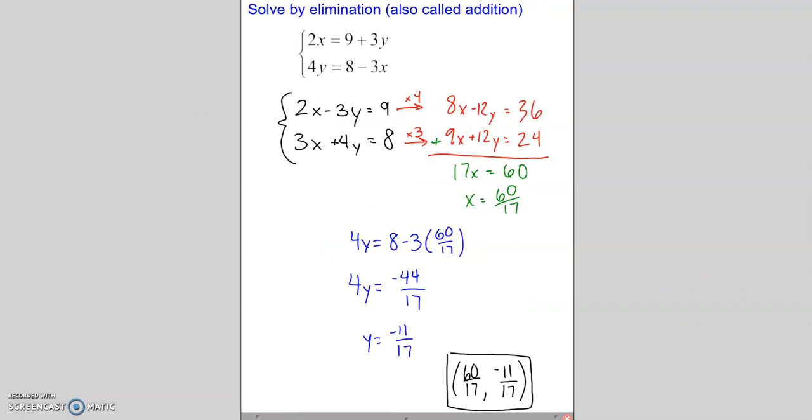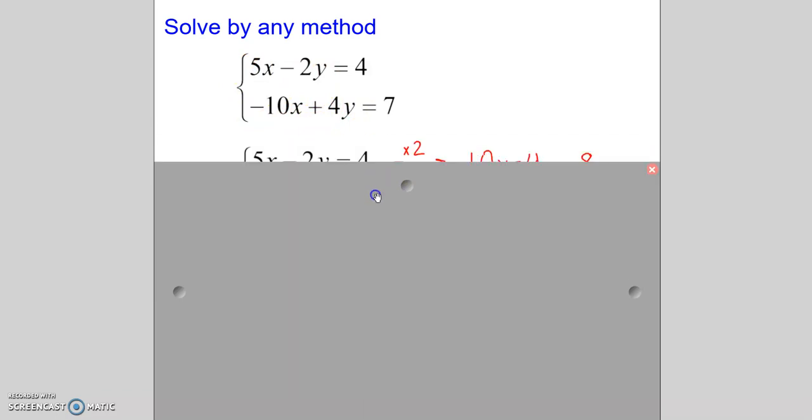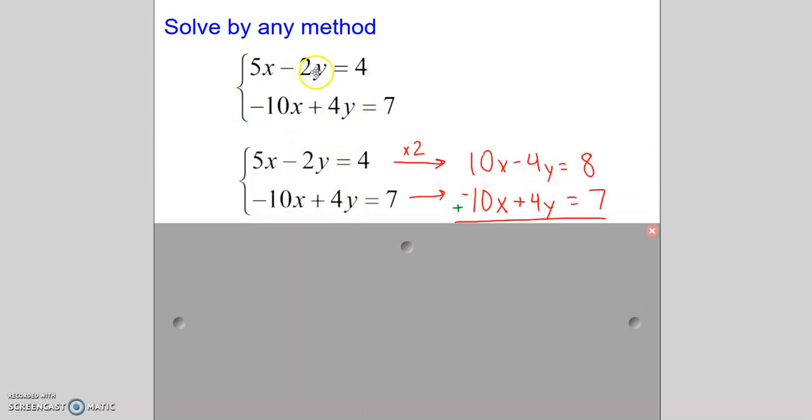Next, let's take a look at a few special cases. So for a problem like this, it says solve by any method, so you could use substitution or elimination. What I'm going to do here is I'm going to use elimination. So you can see I decided to multiply that top equation by 2 so that I could make these x's have opposite coefficients. So I double everything in this equation and I get 10x minus 4y equals 8.